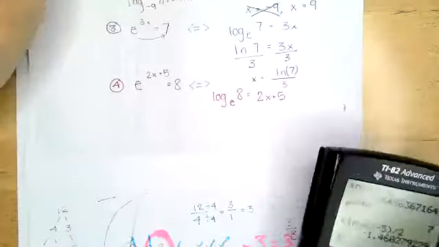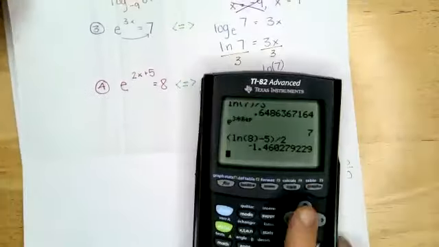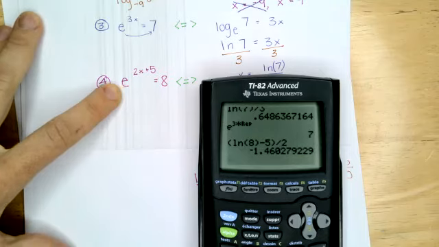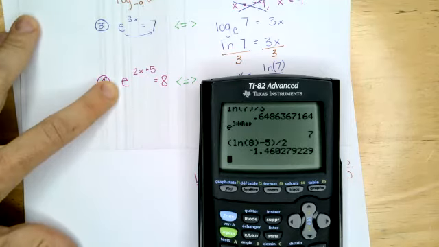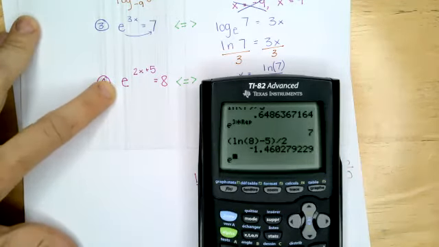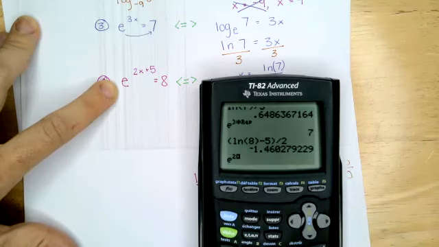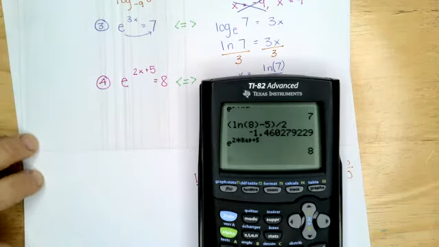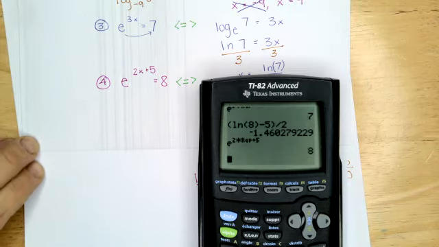So can I say that all of that times 2 plus 5 equals 8? You can't. Good.